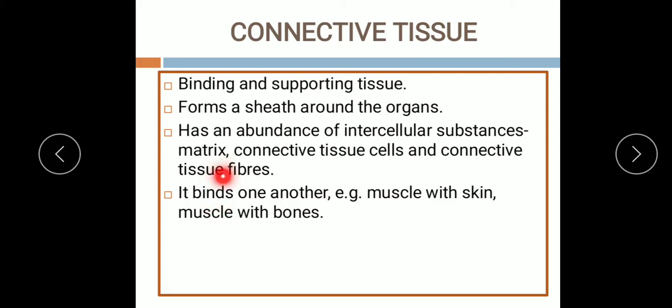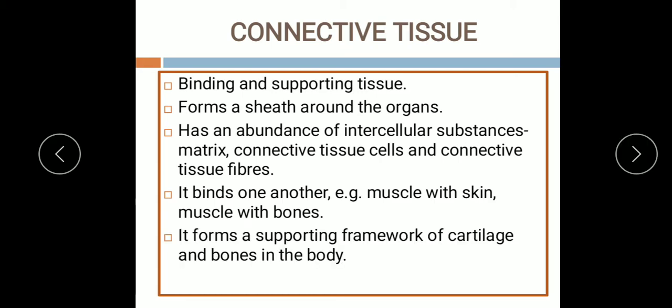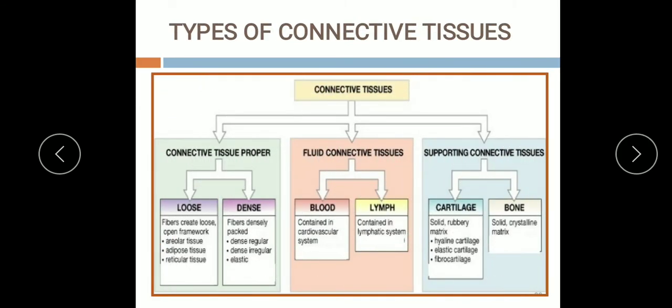So all these are the functions of connective tissue: binding function, forming the sheath around the organ, a protective sheath around delicate organs like the spleen, kidneys, testes. Around these, the protective sheath is formed by the connective tissue, and it forms a supporting network also, like the supporting framework of cartilage and bones. The skeletal system, or skeleton, is made up of the bones and cartilage. So all these are the functions of the connective tissue.